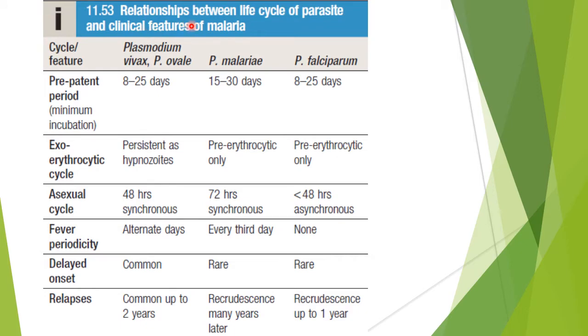Here we compare the relationship between different species of Plasmodium: Plasmodium vivax and Plasmodium ovale, Plasmodium malariae and Plasmodium falciparum. The incubation period is the highest for Plasmodium malariae, which is 15 to 30 days. Otherwise, it is 8 to 25 days.